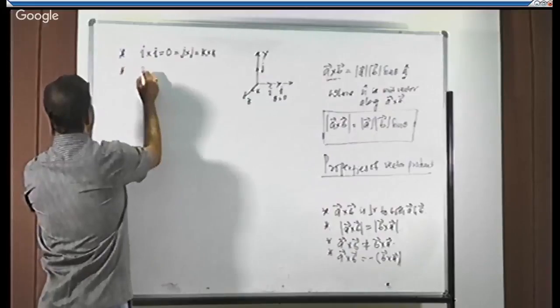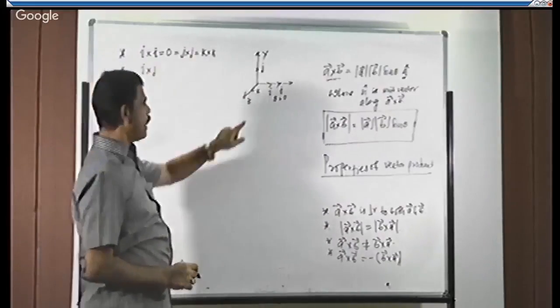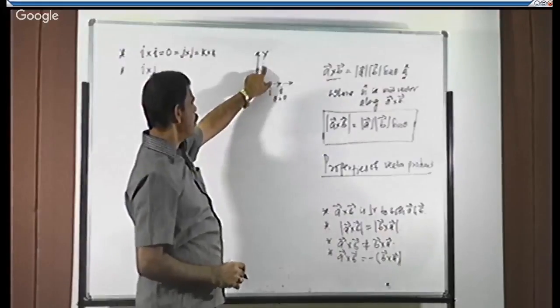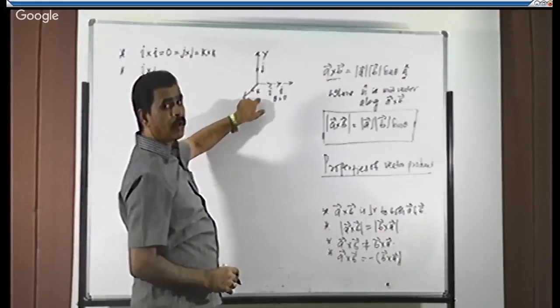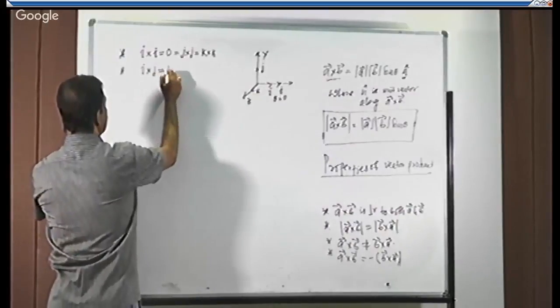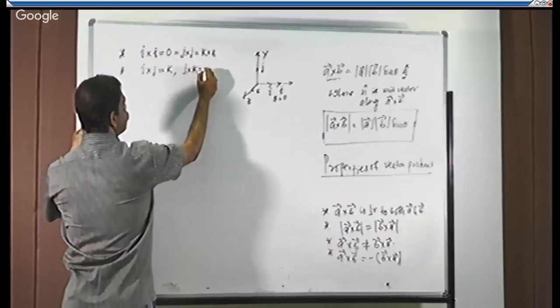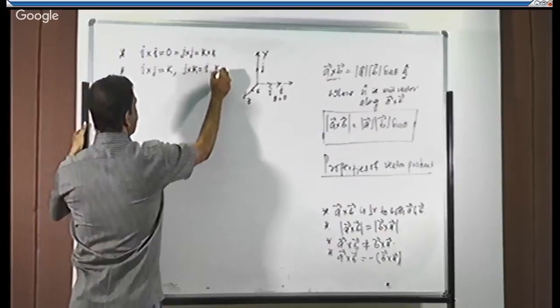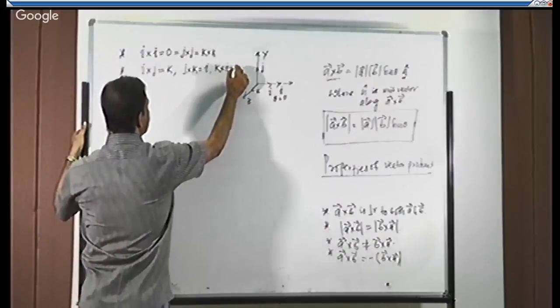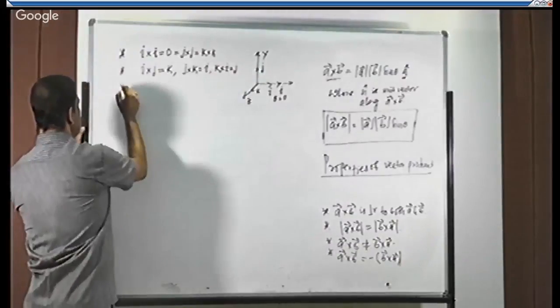Next point, if I take perpendicular unit vectors, I into J or J into K or K into I: I cross J is always equal to K. J cross K is always equal to I. K cross I is always equal to J. This is very important.